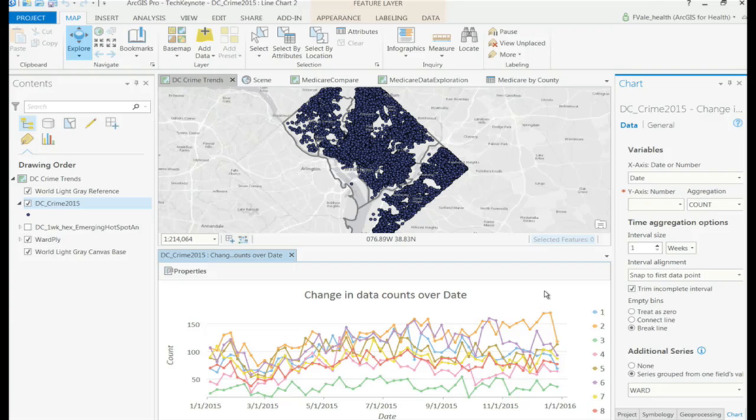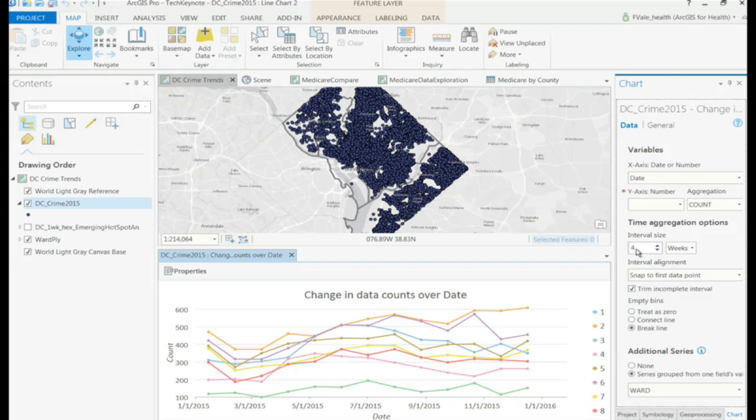We could also maybe look at this by ward to try to start understanding some of that spatial pattern. And here we have 8 different wards in Washington, D.C. This chart is a little bit busy, a little bit hard to look at, so I might change this to a 4-week aggregation scheme to clean this up and look at the broader trends. And we see here that ward number 2 has the most crimes, while ward number 3 has the least. Again, these charts are dynamic, they're interactive, and they link to my map, and so it helps me pinpoint the areas in my map that are interesting to me.